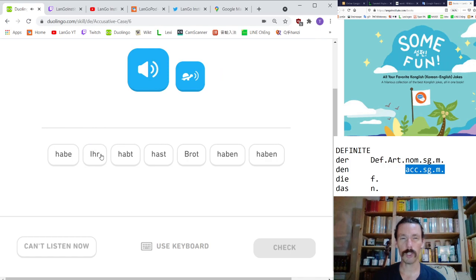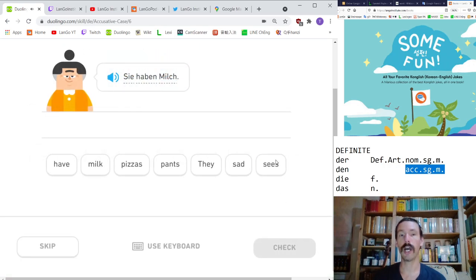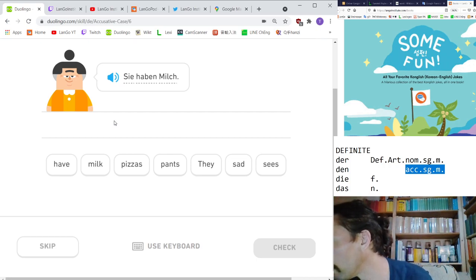Ihr habt Brot. Ihr habt: the B is written, but it's devoiced and sounds as a P. Brot. Sie haben Milch. Haben. Note how the en suffix here, the case endings, are non-accusative.